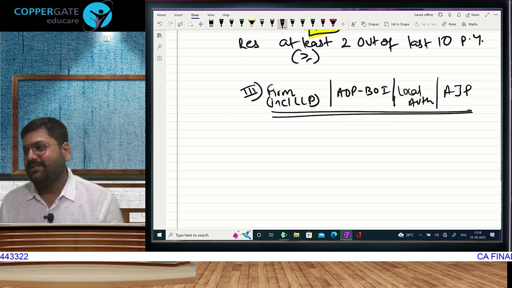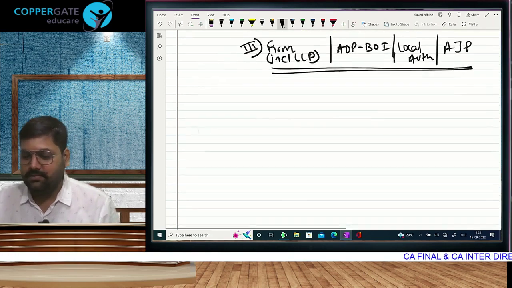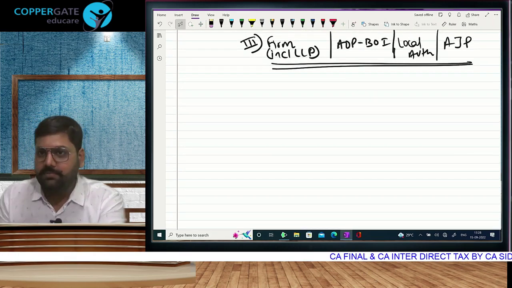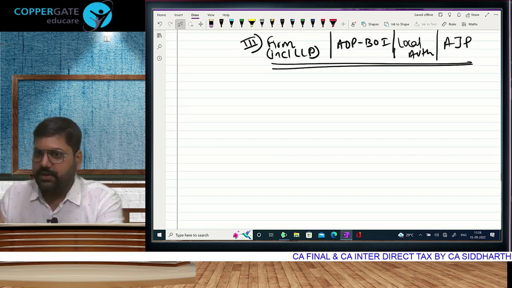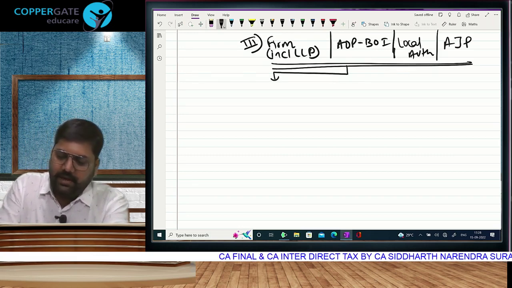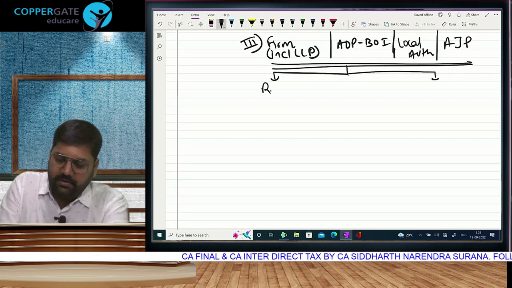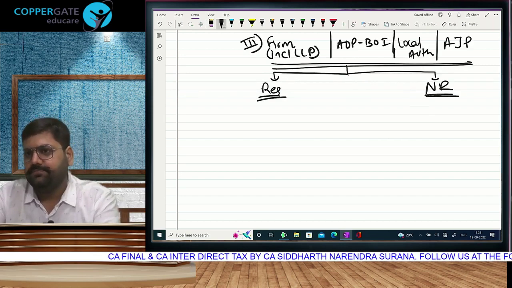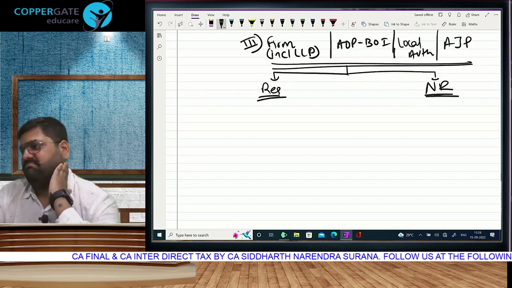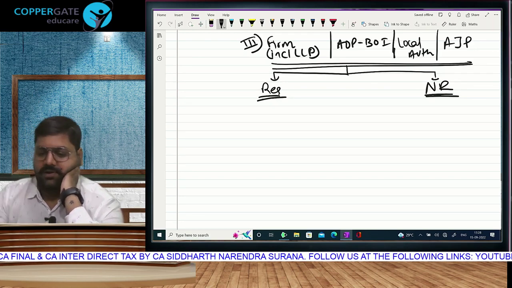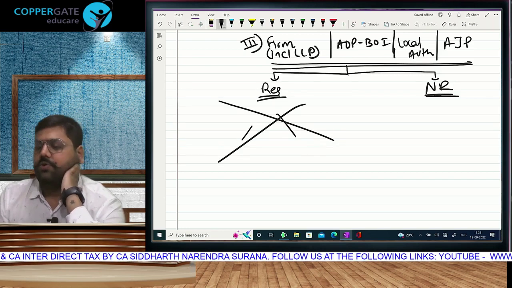Option 2, they are same. And option 2 is the right answer. I am not asking you. That is the right answer. The residential status of firm, AOP, BOI, local authority, artificial juridical person is same. They are going to be divided in resident and non-resident. Bus! Finished. There is no further breakup.